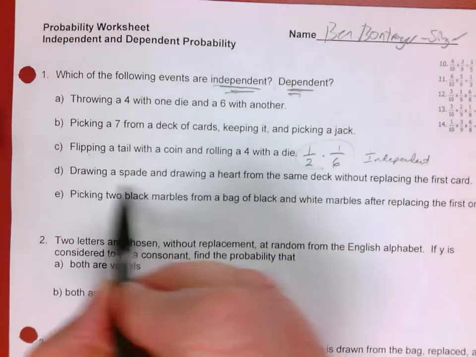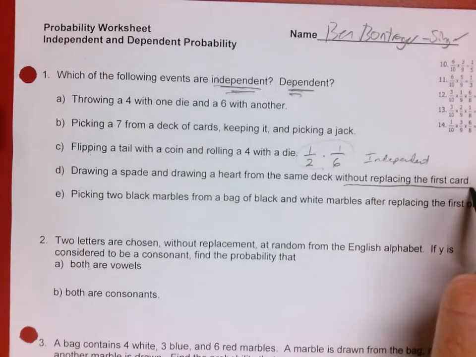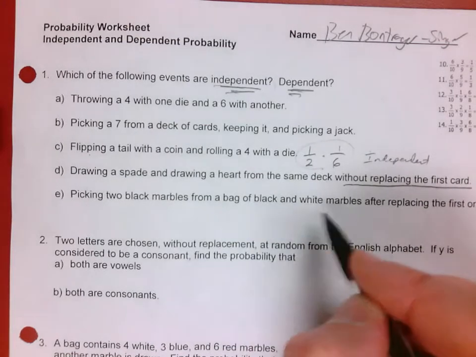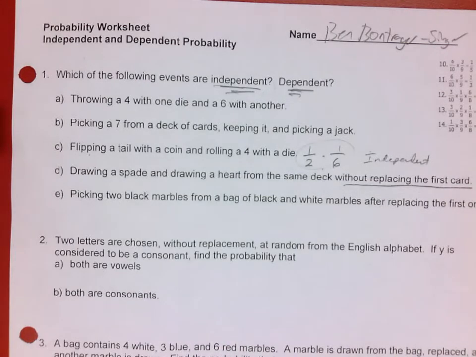Drawing a spade and drawing a heart from the same deck without replacing the first card. So this is going to be dependent because you take one card out, you figure that probability, now your denominator changes. I'll let you fill in the rest of those, they are not as complicated.